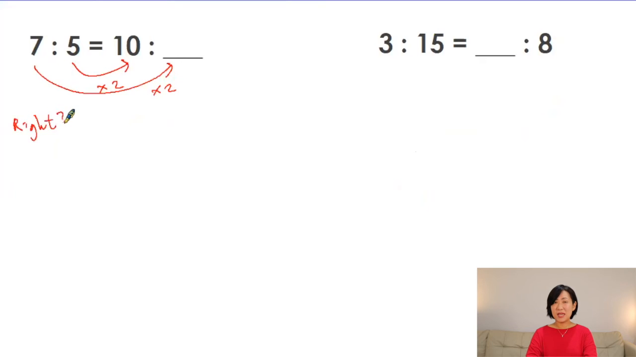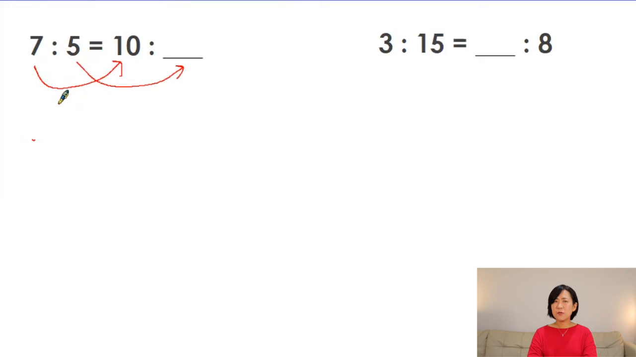No, I made a mistake. Can you spot my mistake? Great job! I didn't match the right part. It's very important. Ratio, the order is really important. I need to match the first part to first part. That is 7 to 10. Then I need to check with the 5 to the second part and second part.